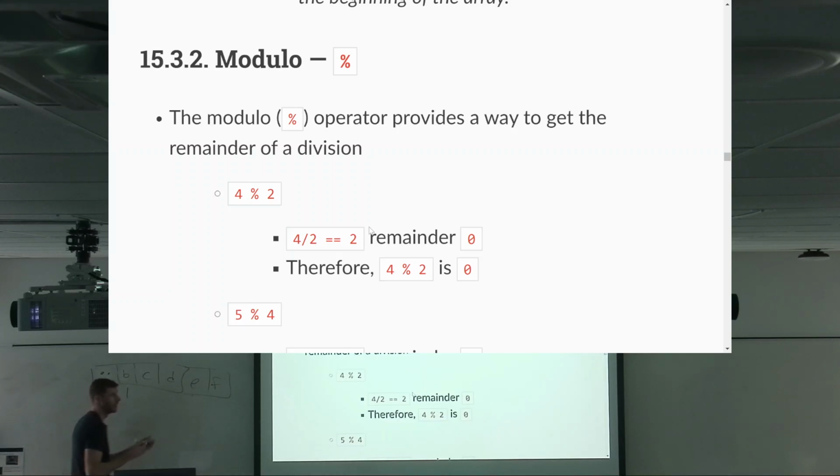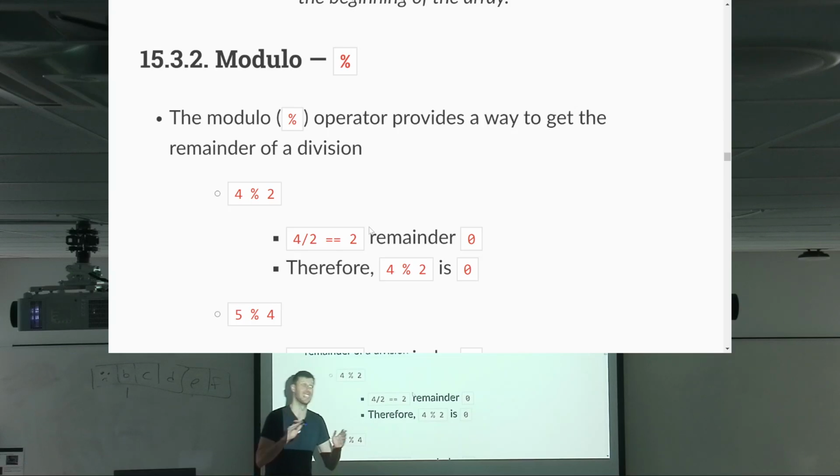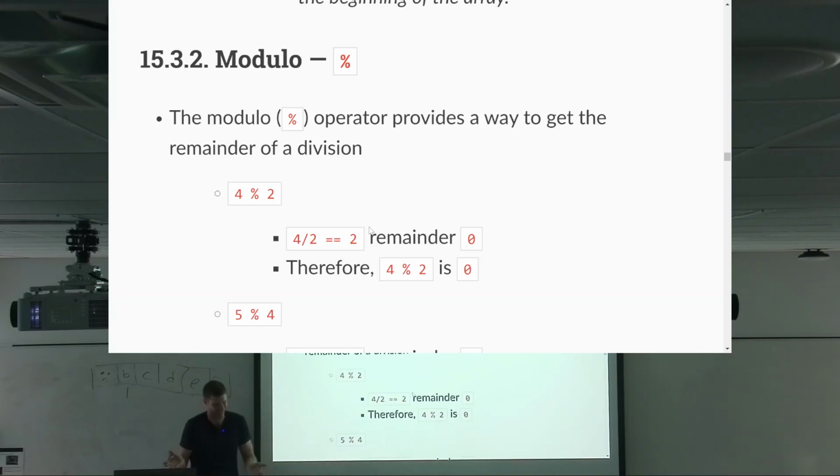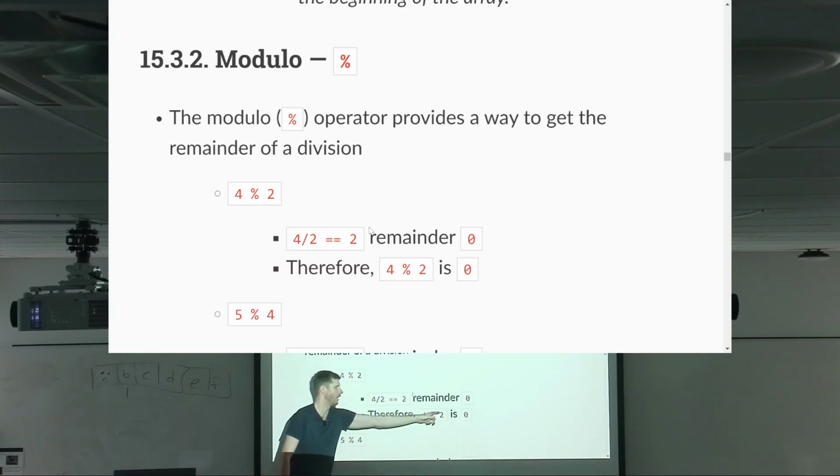So, we used this before in 161 a lot to check if things were even or odd. If you divide something by 2 and it has no remainder, it's evenly divisible by 2, it's even. If you divide something by 2 and there is a remainder, it's not evenly divisible by 2, it's odd. But it's got far more uses than that. Here we go. 4 divided by 2 is 2, remainder 0, 4 mod 2 is 0.